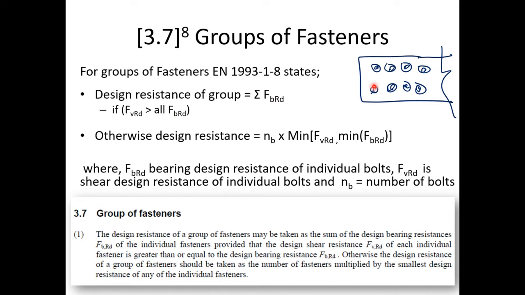So the overall resistance is equal to the sum of the bearing resistances. Otherwise, the design resistance is the number of bolts by the minimum of the shear resistance for each bolt and the minimum of all the bearing resistances in there.